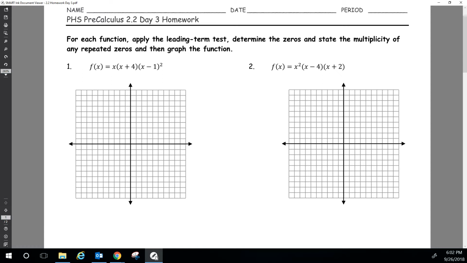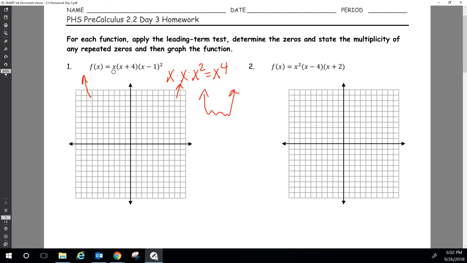So the leading term for this guy, remember I said that's x times x, all the leading terms of these guys, times x squared, which means it would be x to the 4th. That's a positive even function, which means it's going to have end behavior where we go up at both ends. In other words, it's a parabola-ish shape where we go to positive infinity on both sides.